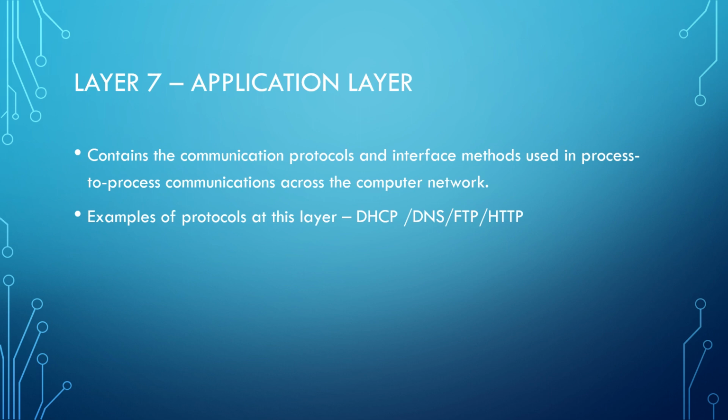And layer 7 is the application layer. This is where everything is all combined and made nice, and this is what you're probably looking at on your screen right now. The application essentially is in its complete form. Many examples of protocols at this layer are DHCP, DNS, FTP, HTTP. So that wraps up all of the different layers within the OSI model.